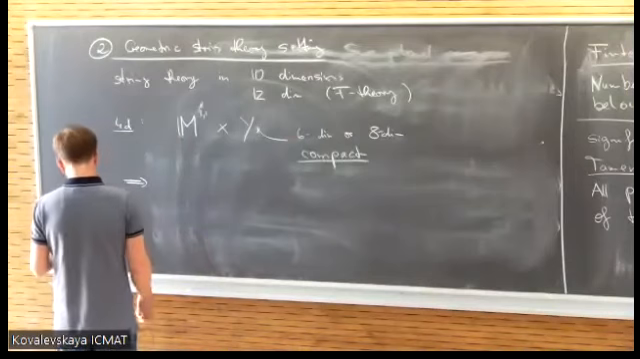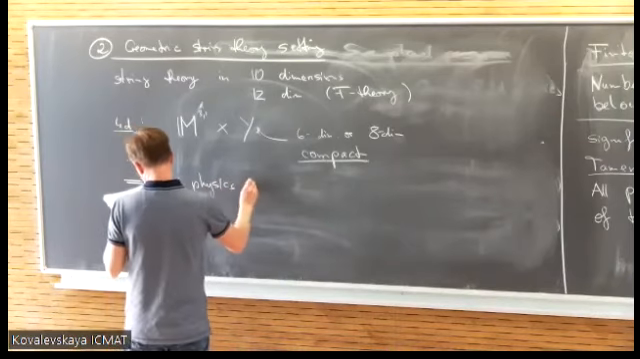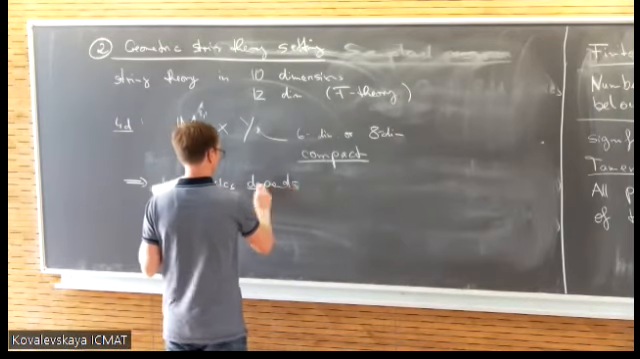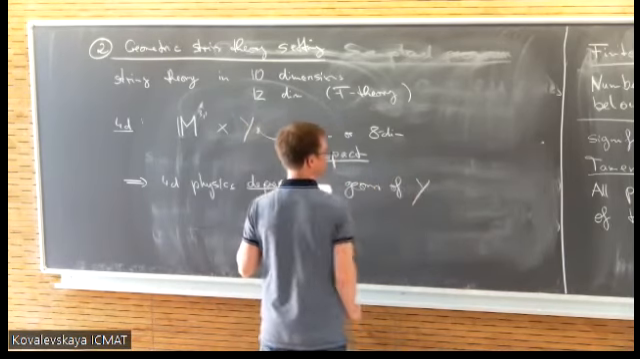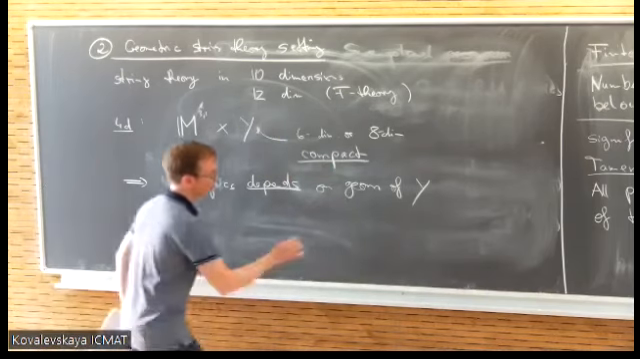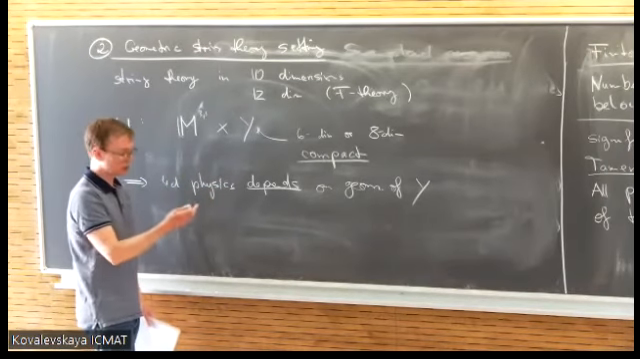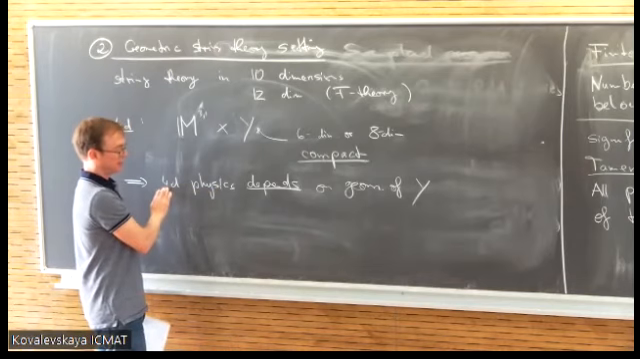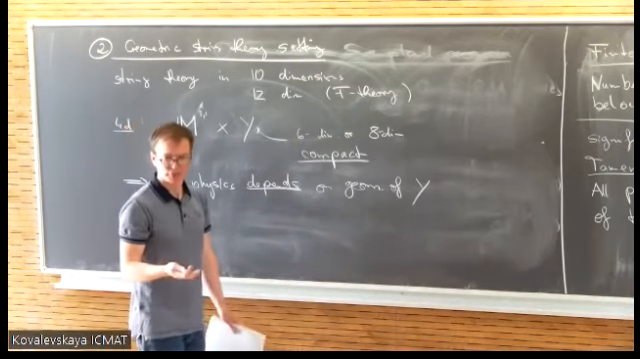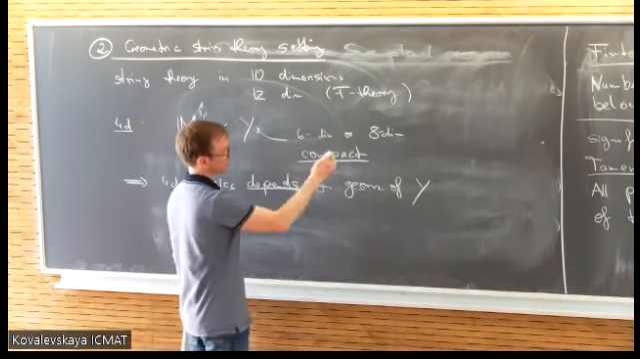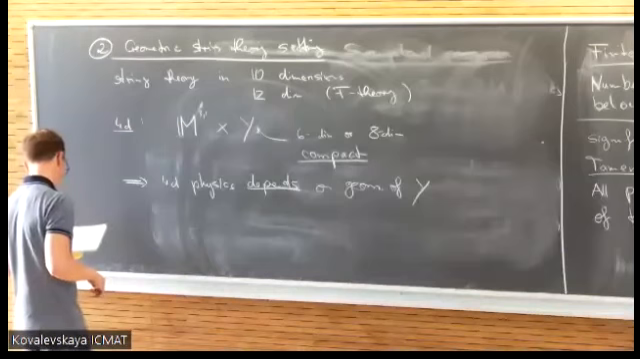Okay, and now what's the point? The 4D physics depends on the geometry of Y, of this manifold. The 4D physics are these quantum field theories, these 4D models. And then the hope is that I can translate these Swampland conjectures into statements about geometry because of this link, right? Because the geometry determines this effective quantum field theory.